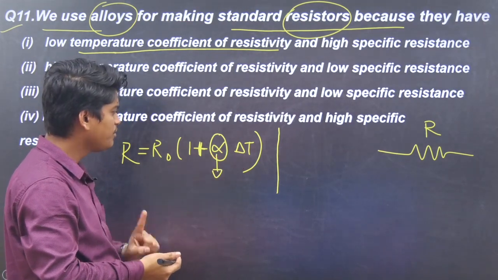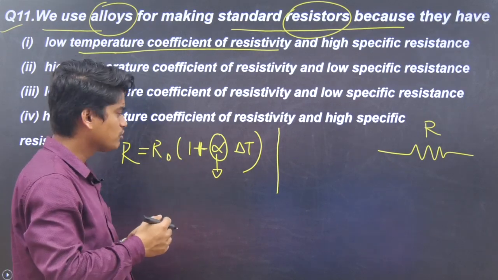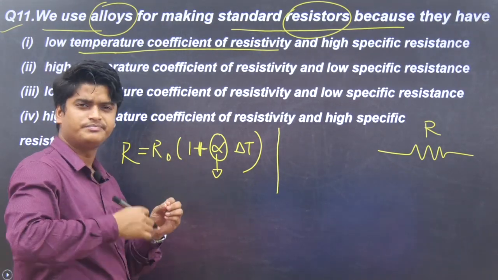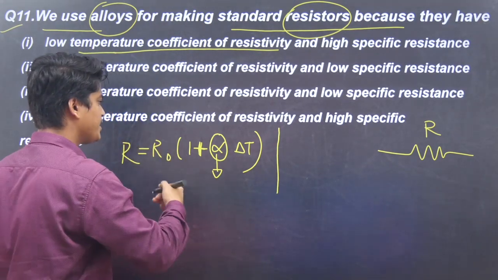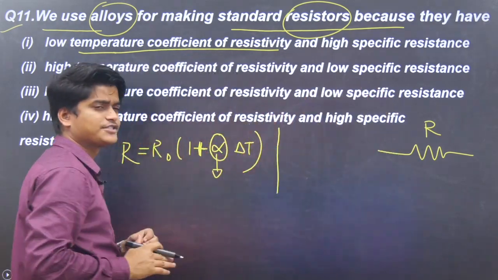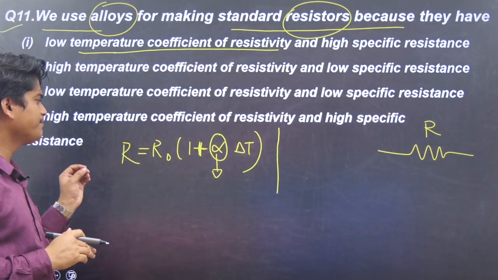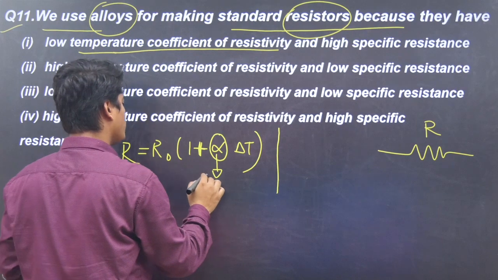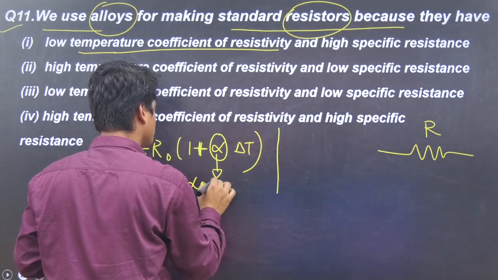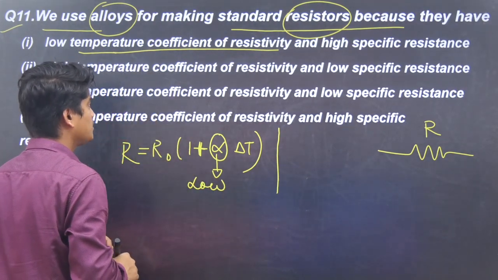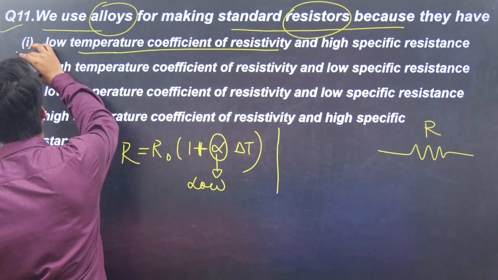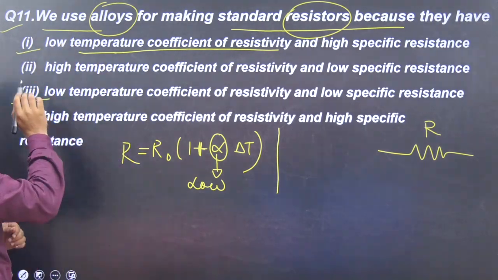So if this value is low, then even if I vary the temperature a little, or the room temperature is varying, my resistance value will not change. This is my main aim. So that's why this value should be low. This should not be high. Here low is given in the first option, and low is given in another, so I am taking 2 options.